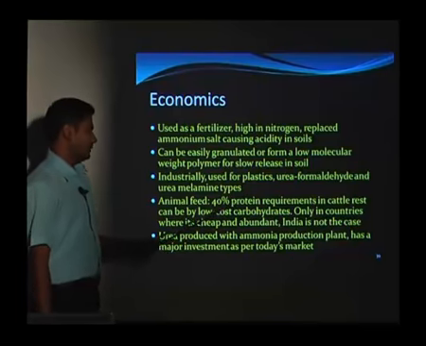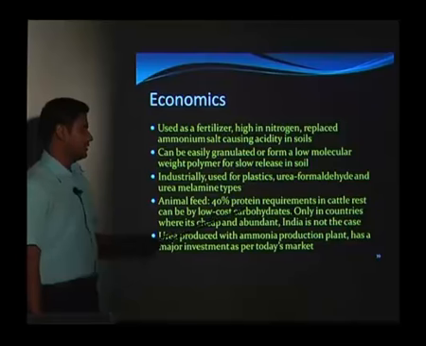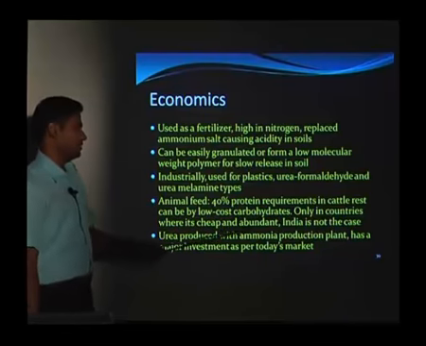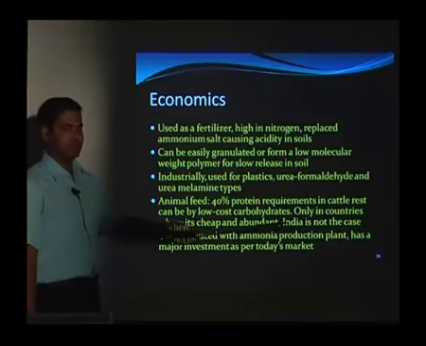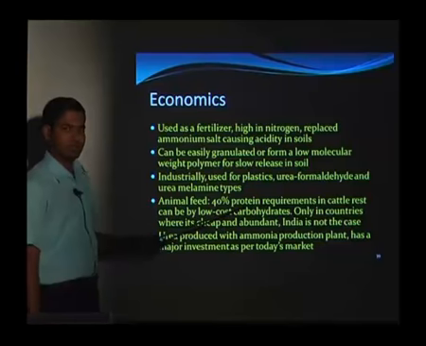So where the animal requires a high protein diet, we can use urea in the protein diet, and the rest we can supplement with low cost carbohydrates. But this can happen in countries where urea is cheap and abundant. India is not the case. In India we don't have urea in abundant form, so we cannot use it for cattle feed. But where it is abundant and cheap, we can use it as a protein substitute.